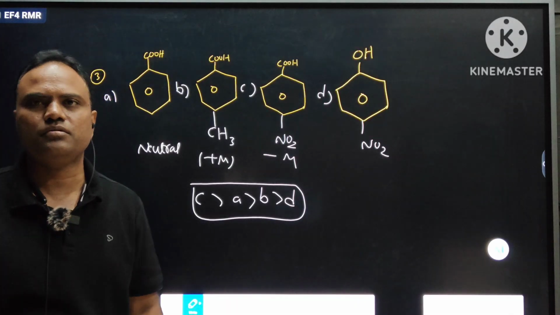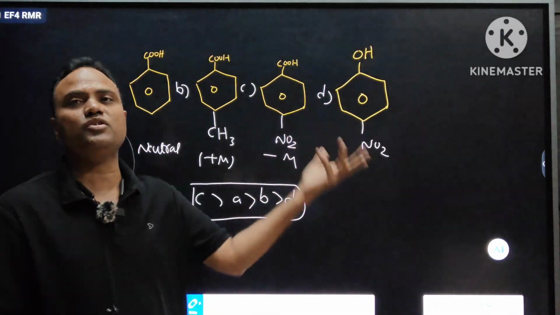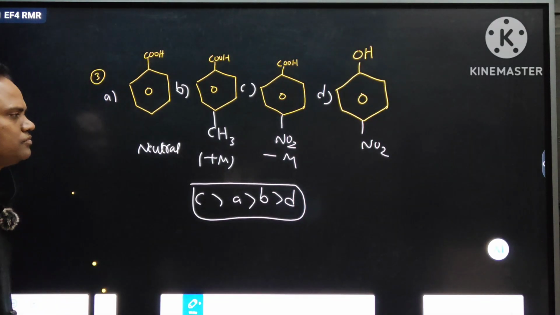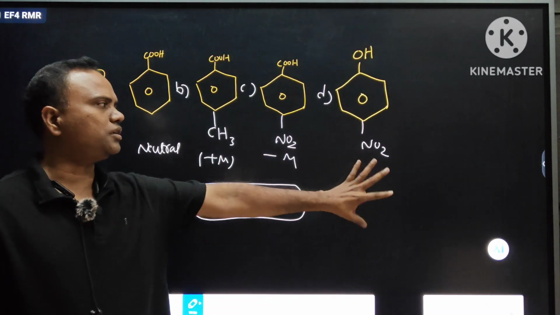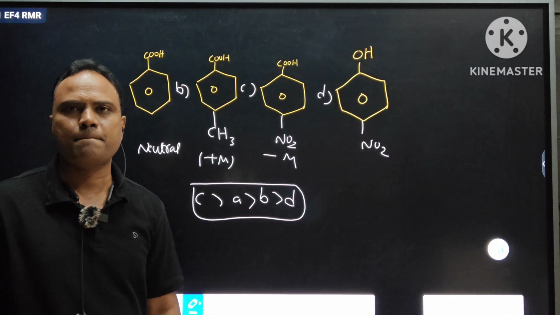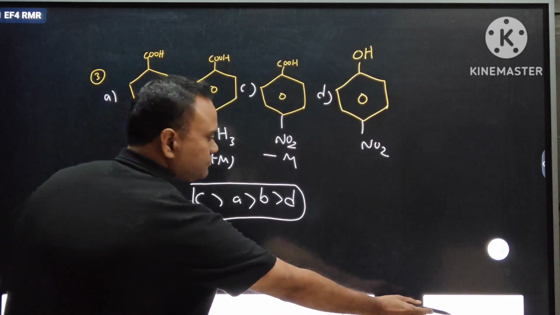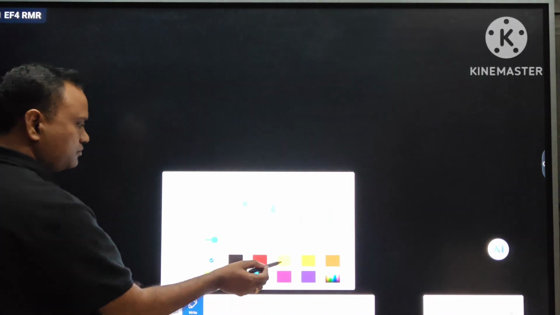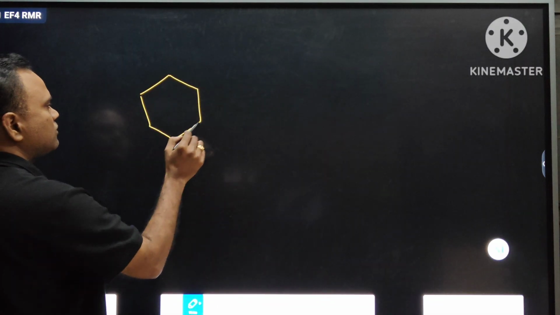Very important example. We may get confusion with the minus M groups, but see, this is a phenol derivative. Phenols are weak acids, right? Clear, all of you? This is easy only, but we may get confusion with NO2 attached to phenol, right? Next example.